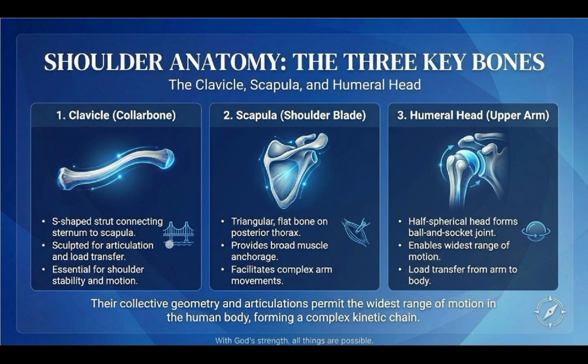Now, it also performs a very important function: it is essential for shoulder stability and motion. So without the clavicle, there will be no stability and motion of the upper limbs.